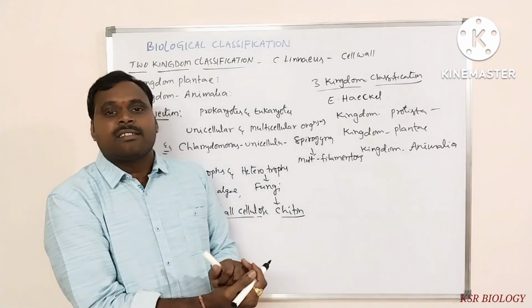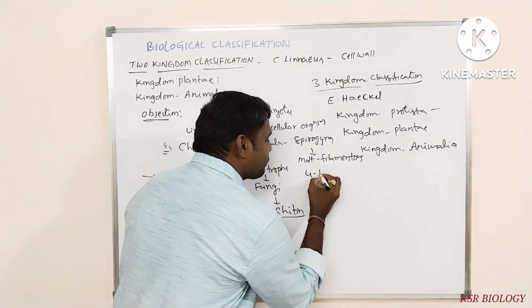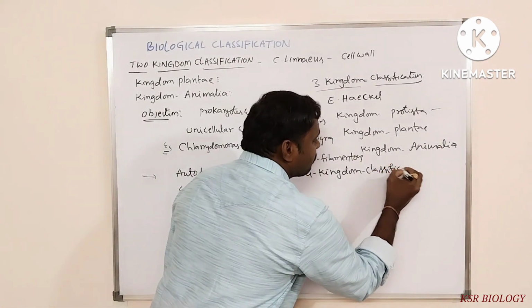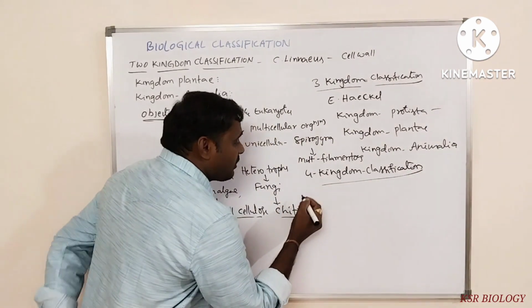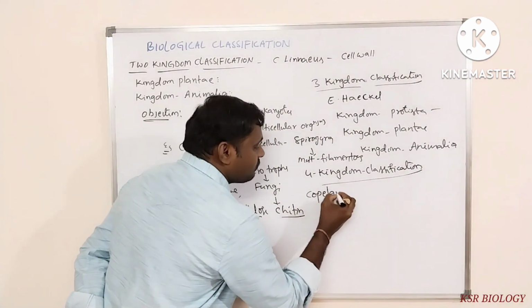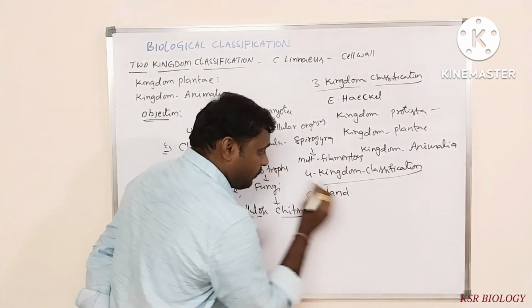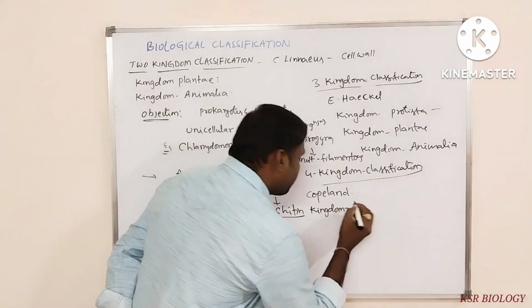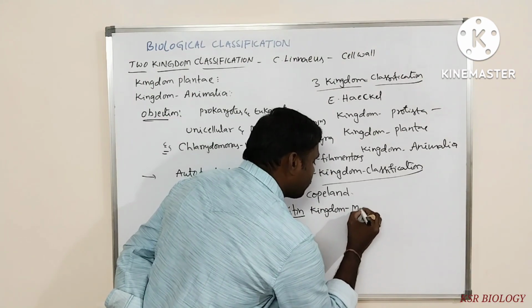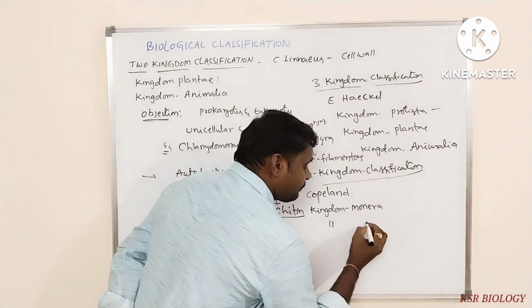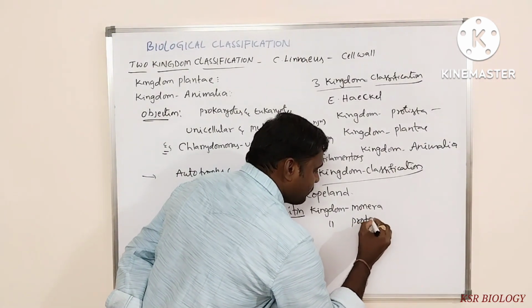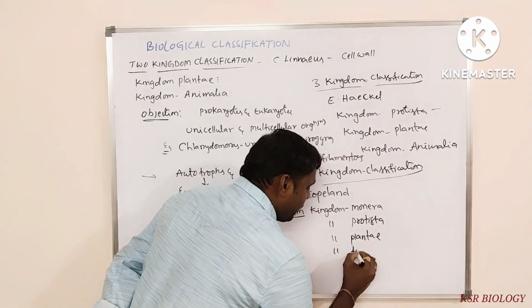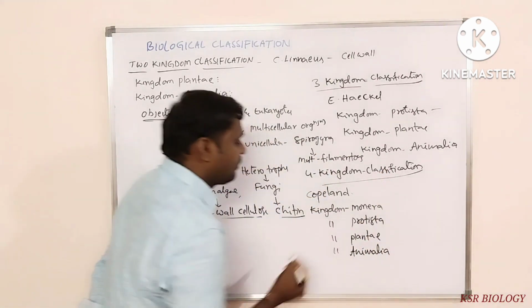Then later on, another scientist came and proposed the four kingdom classification. This four kingdom classification was proposed by Copeland. According to him, the four kingdoms are kingdom Monera, kingdom Protista, kingdom Plantae, kingdom Animalia. So what did he do?